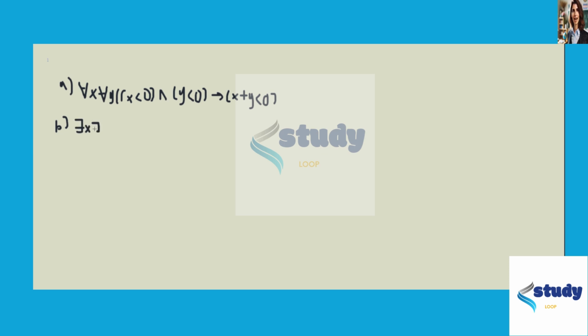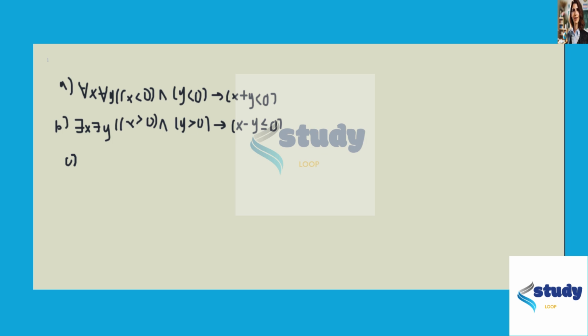So existential for x and y, they're both larger than 0 since they're positive. Then their difference is less than or equal to 0, since the difference of two positive integers is not necessarily positive.